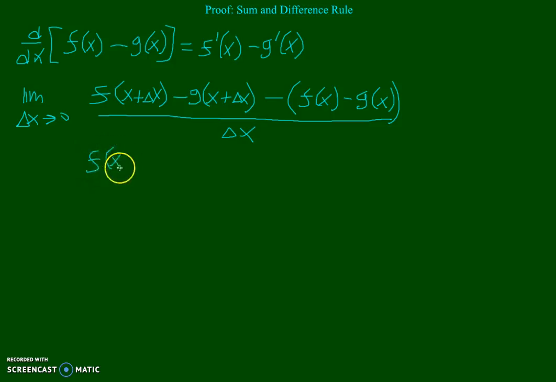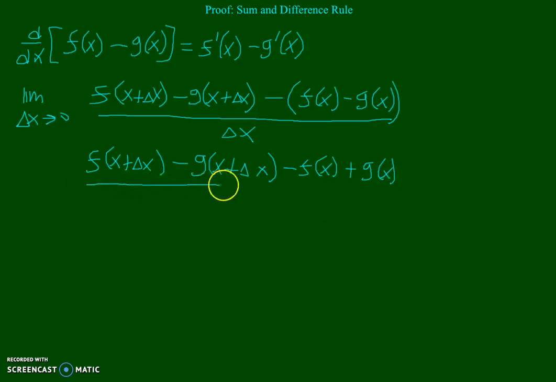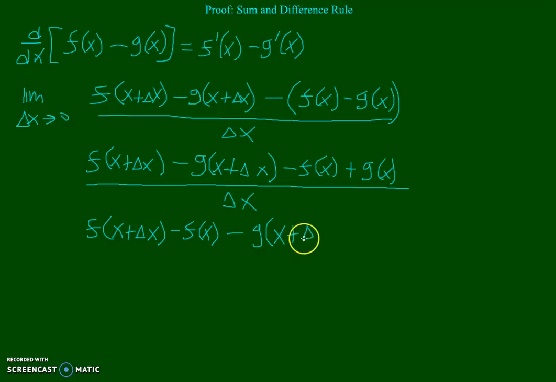Then we expand this out. So we have f of x plus delta x minus g of x plus delta x minus f of x plus g of x. And we'll put this over delta x and regroup our terms. f of x plus delta x minus f of x minus g of x plus delta x plus g of x. We'll put this all over delta x.